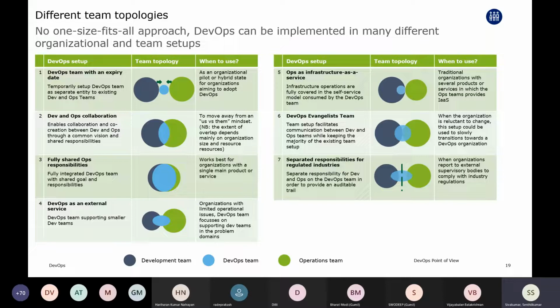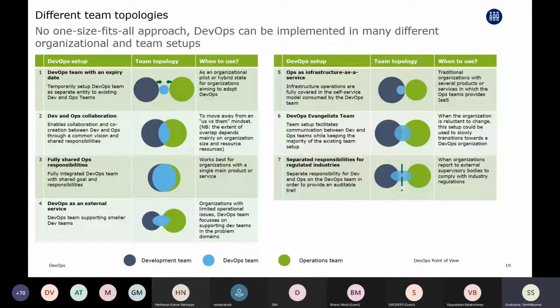And the fourth one is DevOps as an external service. So the DevOps team supports smaller dev teams and the organization with limited operations issues, and the DevOps team is focused on supporting dev teams in operation domains. For example, if both are having some issues in terms of connectivity, code issues, or some repo issues, they will support within the team itself. So that is the service plan which is involved in this team topology.